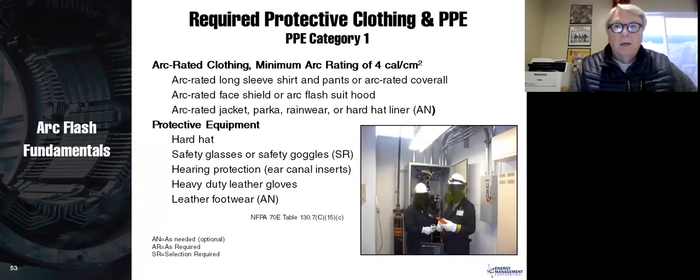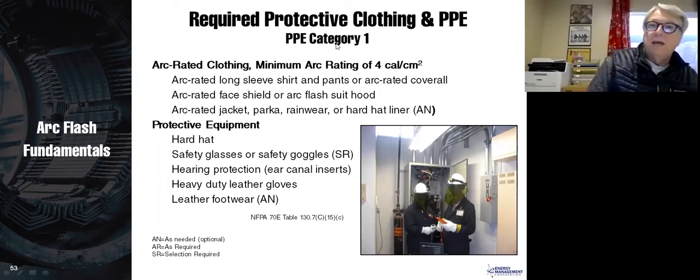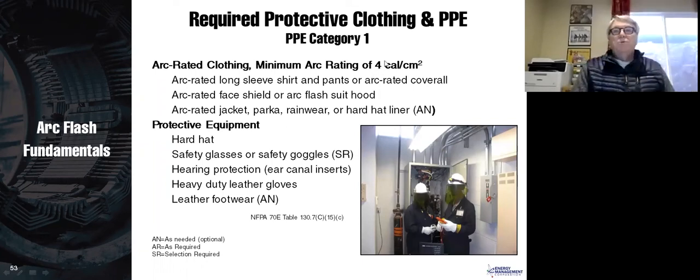So here is the PPE category. It used to be called hazard risk category. And up to 4 calories, you needed to wear arc-rated long sleeve shirt and pants, or arc-rated coveralls, arc-rated face shield, or arc flash suit hood, and as needed, arc-rated jacket, parka, rainwear, hard hat liner. Plus you needed your other equipment, your standard safety equipment, hard hat, safety glasses, and so forth.